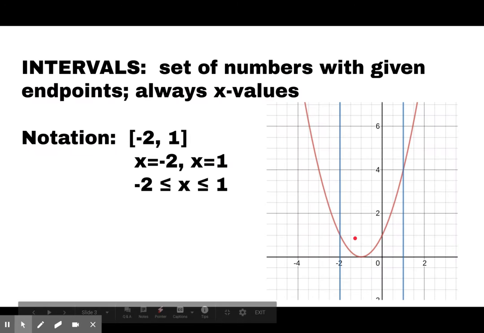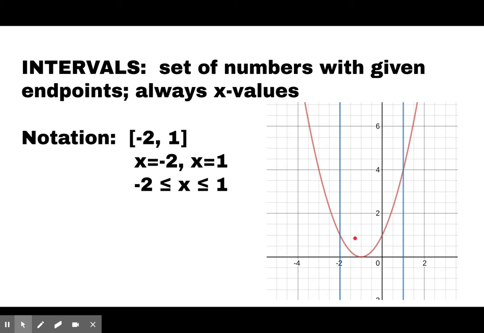So what we're going to look at today is, first of all, when we're looking for the average rate of change, we're looking at it over what we call intervals. An interval is a set of numbers with given endpoints, and they are always x values. The reason they're always termed as x values is because we are finding the rate at which the outputs are changing as compared to the inputs.